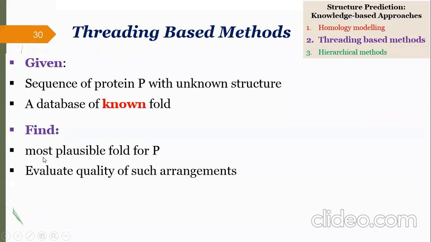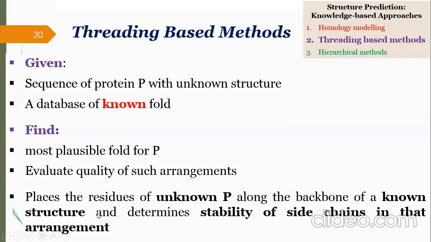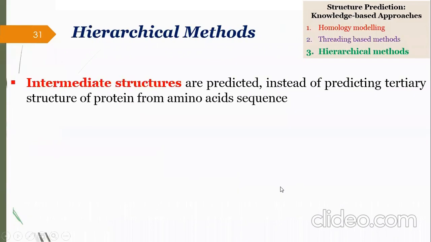What we need to find is the most plausible fold for P, evaluate the quality of such arrangements, place the residues of unknown P along the backbone of the known structure, and determine the stability of the side chain in that arrangement. So here normally folds are known, and through those folds the structures are determined.